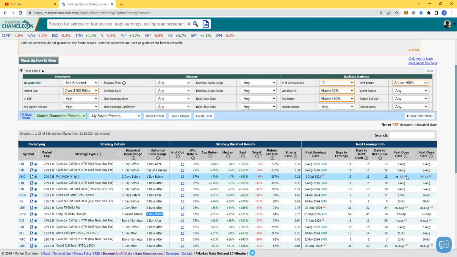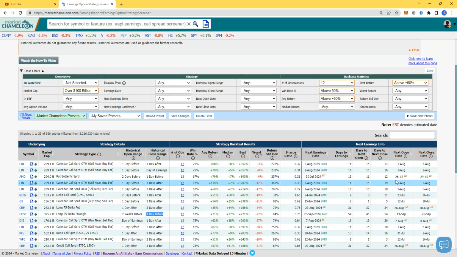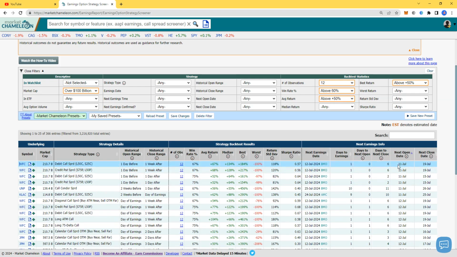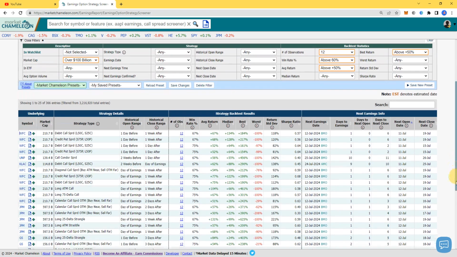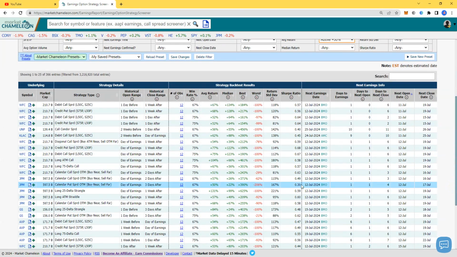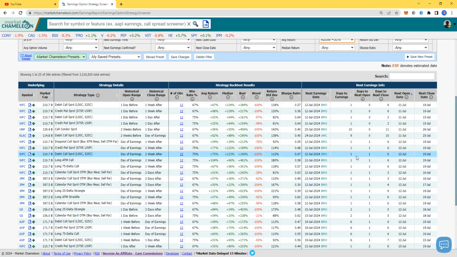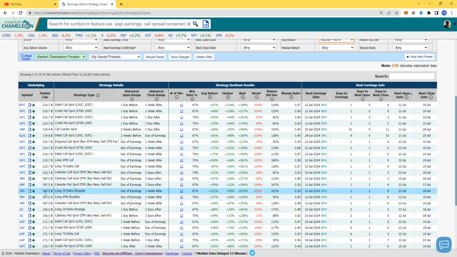So I want to look at something super close, like next week or something. See here, July the 11th. This is basically this week. So if we look at tomorrow, for example, next open date, here we go. We've got ourselves Wells Fargo and JP Morgan.